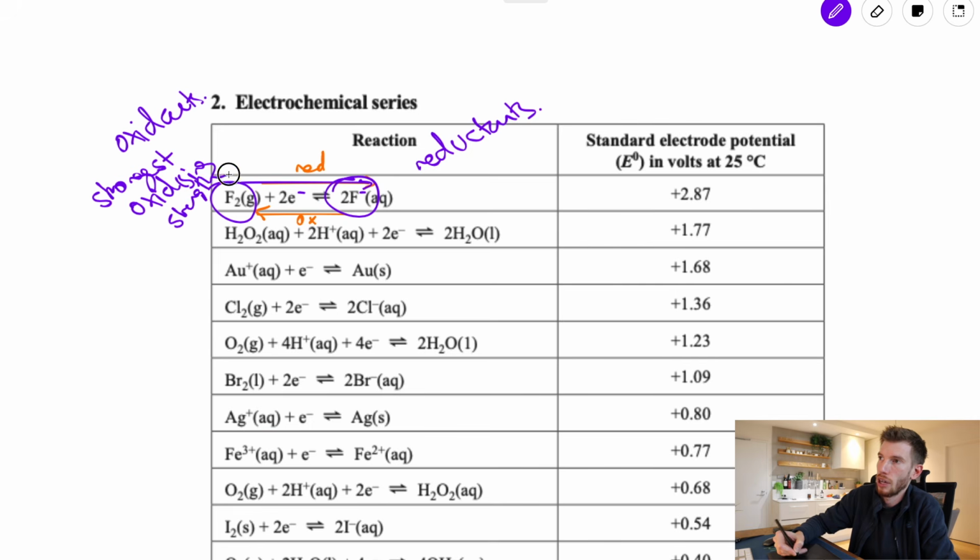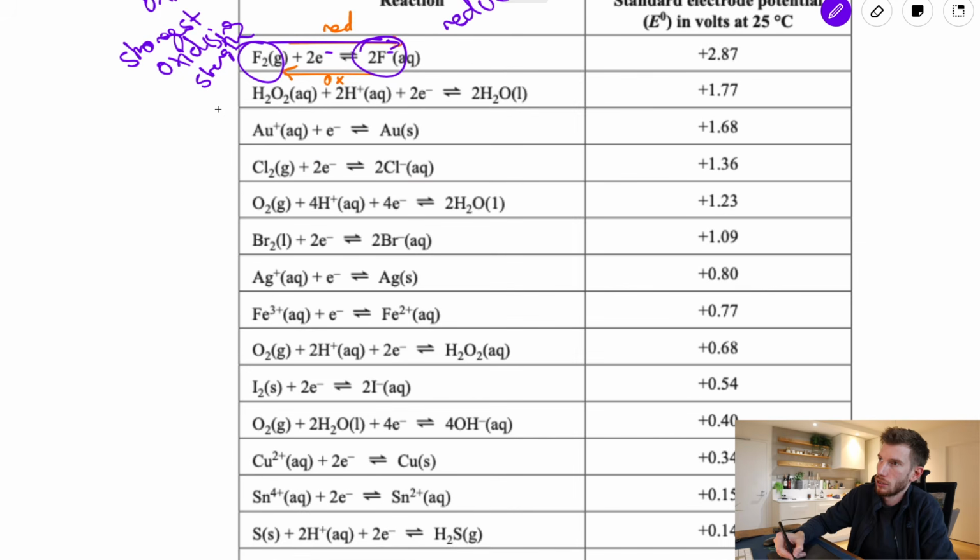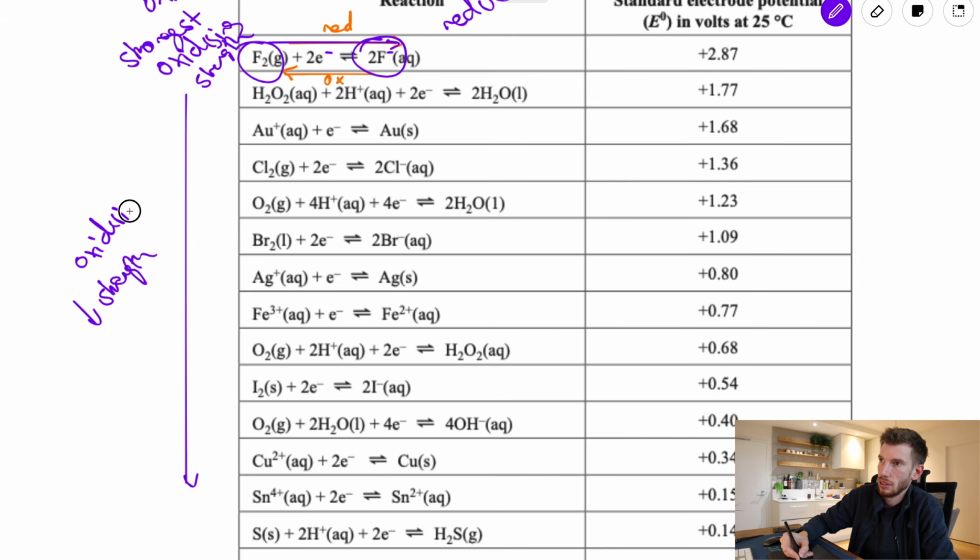Like that. We wouldn't describe it as being weak reducing strength because it literally cannot cause reduction of the other species. So we only use the word oxidizing strength. And as we go down the series, they get weaker, right? So decreasing strength, oxidizing strength specifically, right?